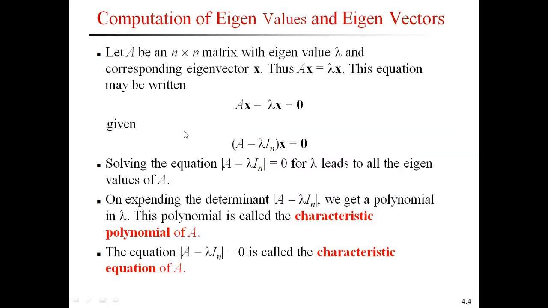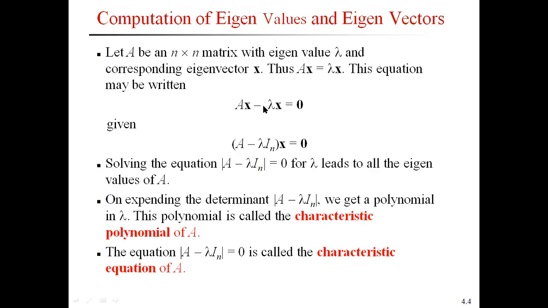Now, how to find the eigenvalues and eigenvectors? That means computation of eigenvalues and eigenvectors. Let A be an n by n matrix with eigenvalue lambda and corresponding eigenvector x. Thus, as in the previous definition, Ax equals lambda x. This equation may be written as Ax minus lambda x equals 0, taking x common.